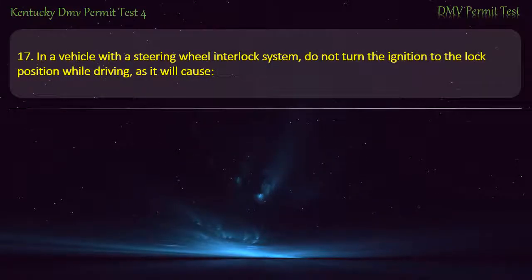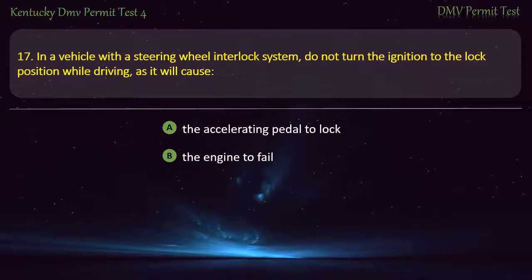Question 17. In a vehicle with a steering wheel interlock system, do not turn the ignition to the lock position while driving, as it will cause the accelerating pedal to lock, the engine to fail, the brakes to fail, the steering wheel to lock. Answer. The steering wheel to lock.